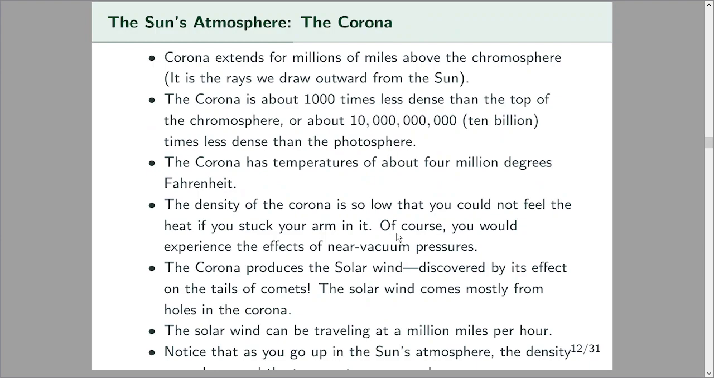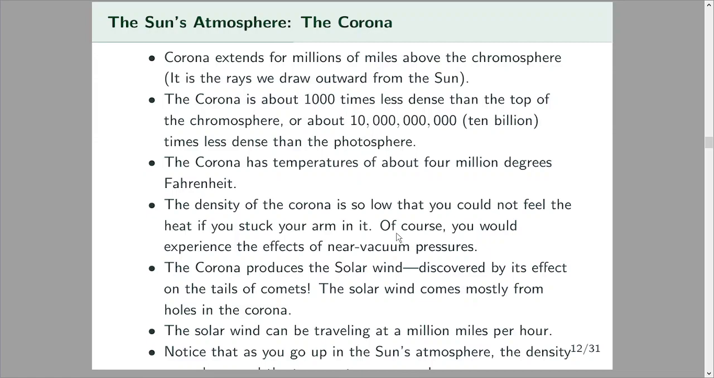Finally, there's the corona. Those were the rays of light that children draw when they draw the sun. That's what the corona kind of is. The corona extends for millions of miles above the sun's surface. Remember, the sun's only 1 million miles in diameter, so it extends way up. The corona is about 1,000 times less dense than the top of the chromosphere, or 10 billion times less dense than the photosphere. So it's extremely diffuse. It's practically vacuum. The corona has temperatures of about 4 million degrees Fahrenheit. It's super hot stuff.